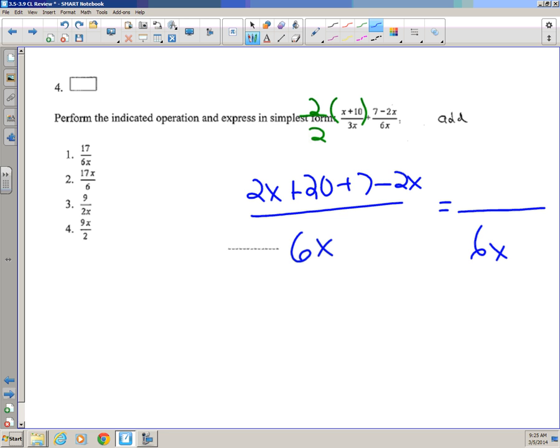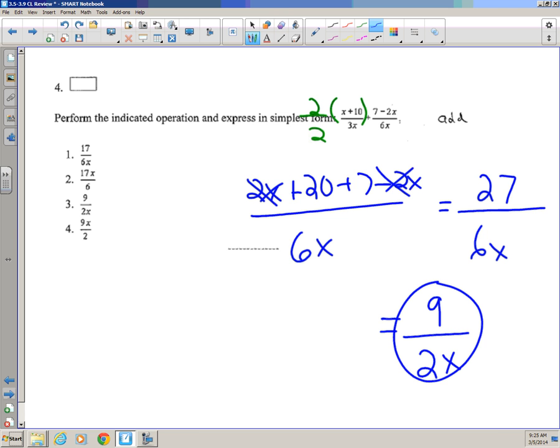2x minus 2x goes away. So these guys cancel each other out. 20 plus 7 becomes 27. I'm not in simplest form. I need to divide both things by 3. 3 goes into 27 9 times. 3 goes into 6 twice. 9 over 2x. Final answer here, choice 3.